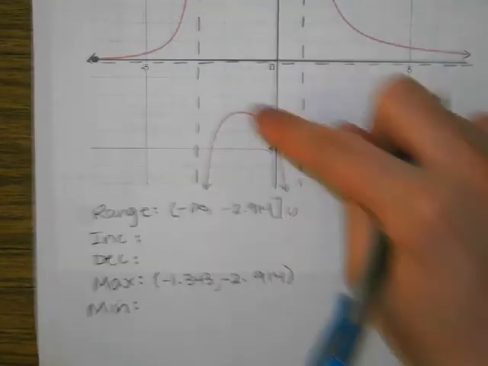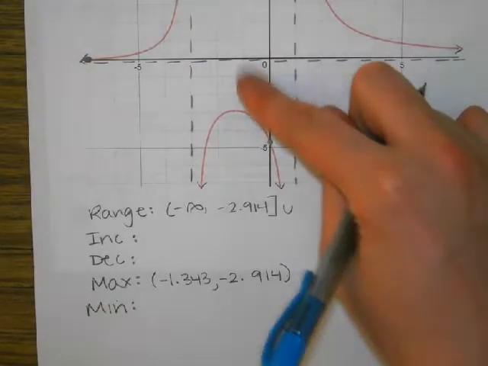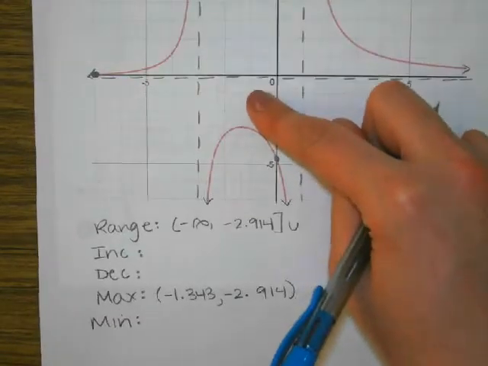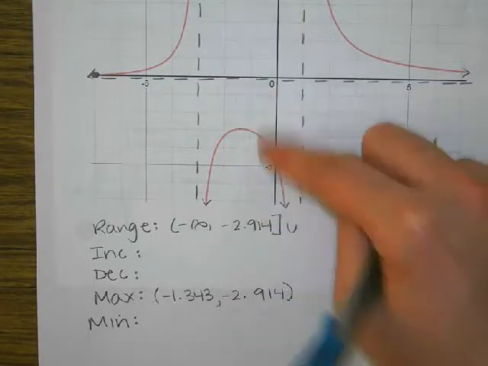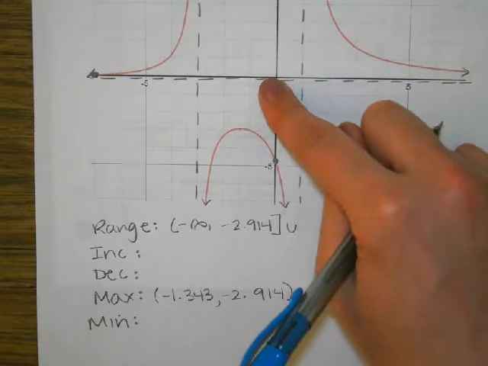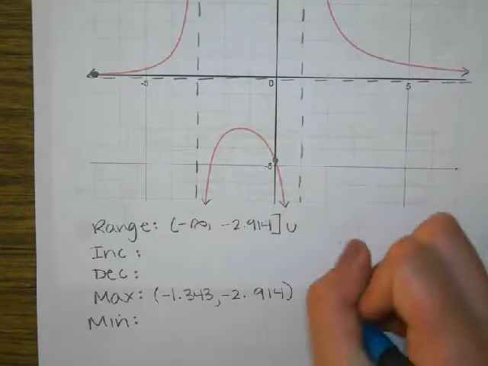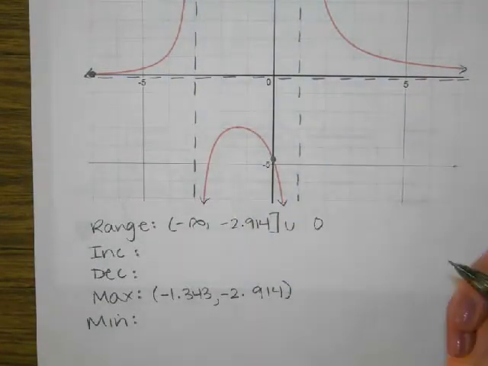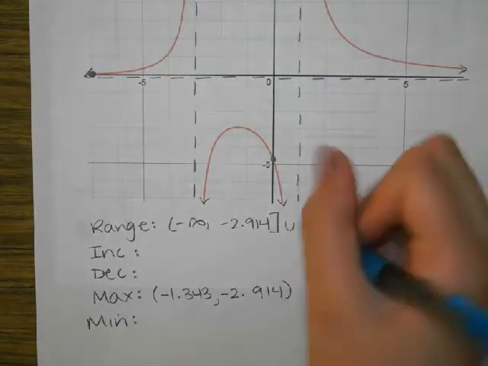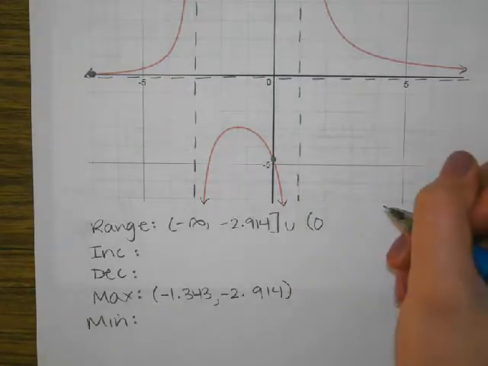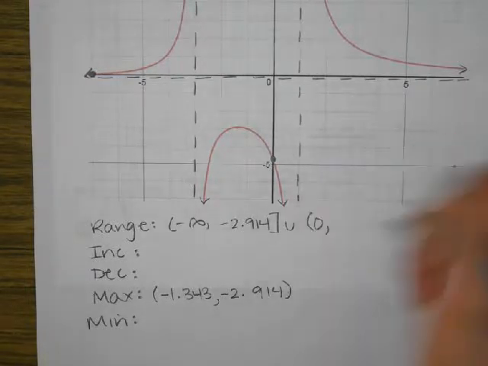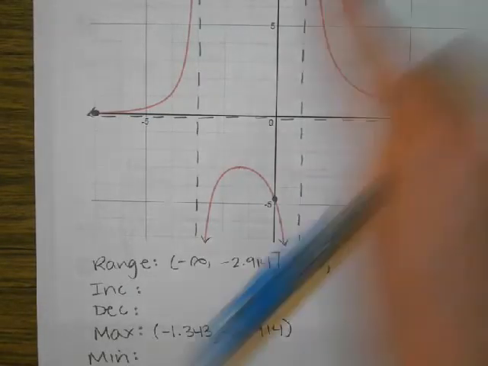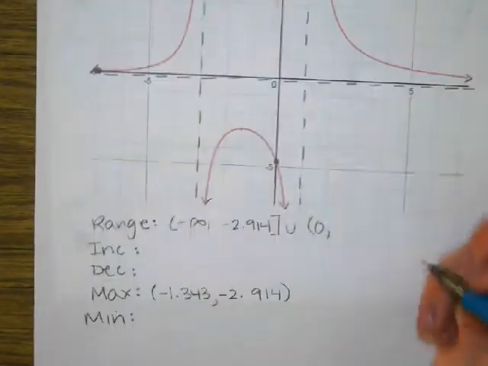All right, and then we skip these y values right here. We don't have them. So what's the next y value you can see as you go from down to up? 0. The next y value I can see is 0. Does 0 get a bracket or a parenthesis? A parenthesis because it's an asymptote. It's a number you're not going to touch. And then it goes up forever, so positive infinity.